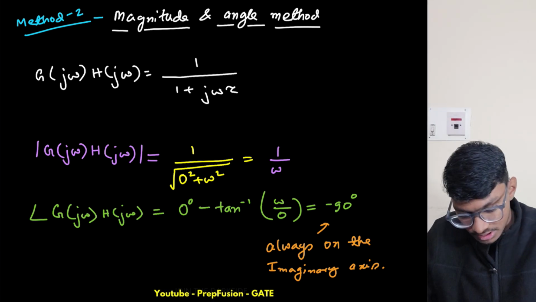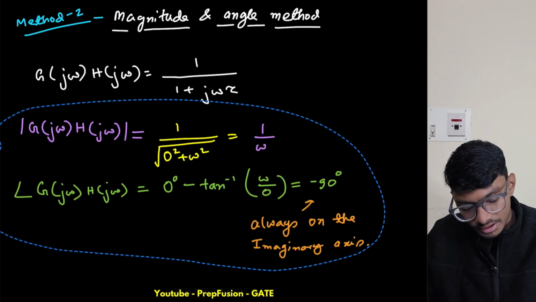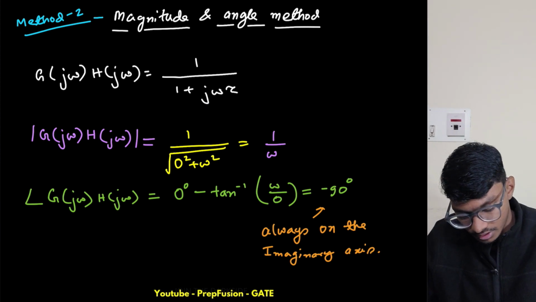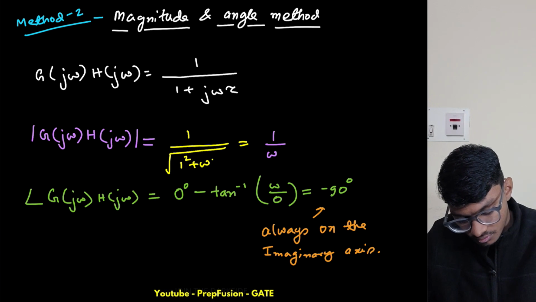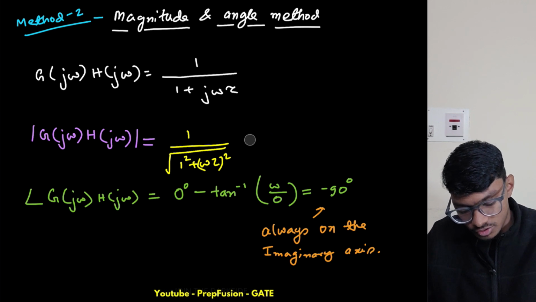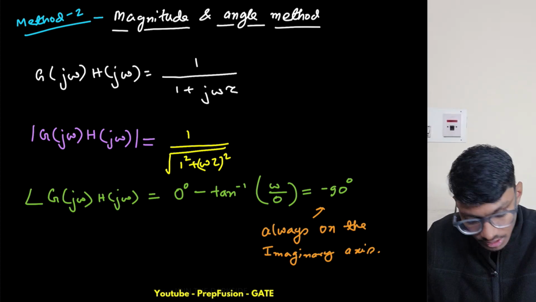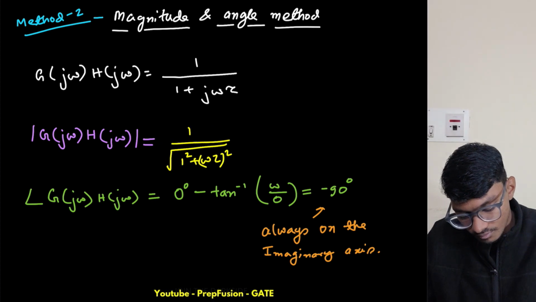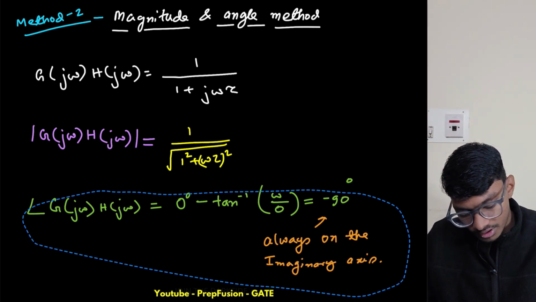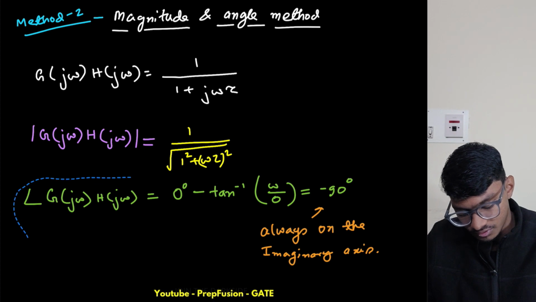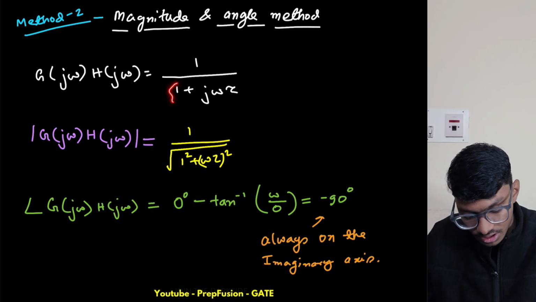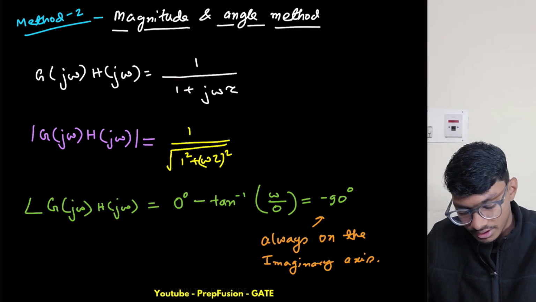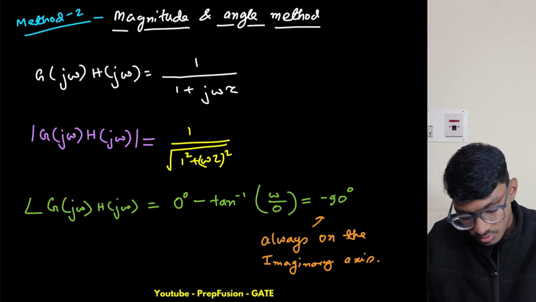Now what is my magnitude? My magnitude is simply 1 over the square root of 1 square plus omega tau square. This time it changed from 1 square to 1 square plus omega tau square. I can further simplify it. What is my angle? The numerator has 1, so it is 0 degree. And the denominator this time has a real component. Previously it didn't have a real component.